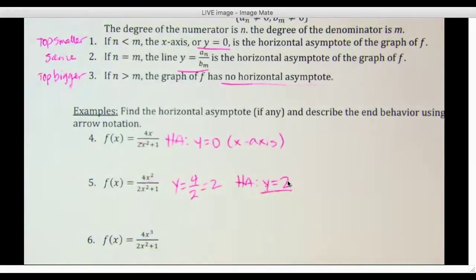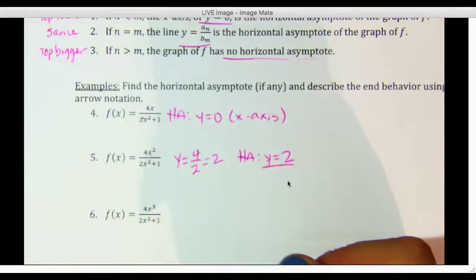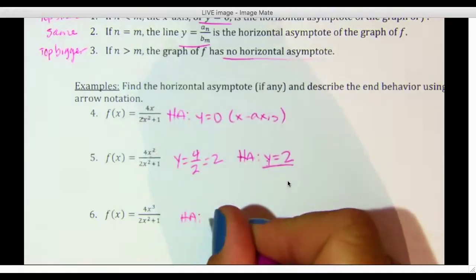All right, now looking at number 6 here, we have a degree 3 over a degree 2. That means the degree of the top is bigger, so there's no horizontal asymptote.